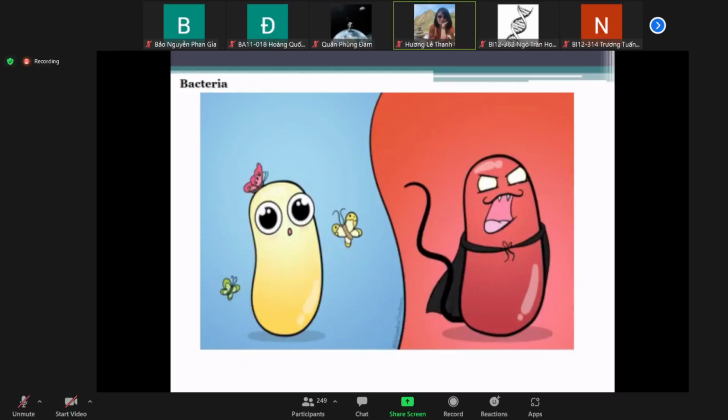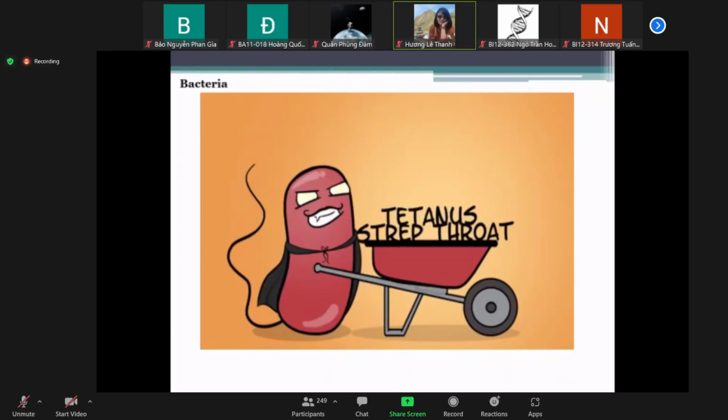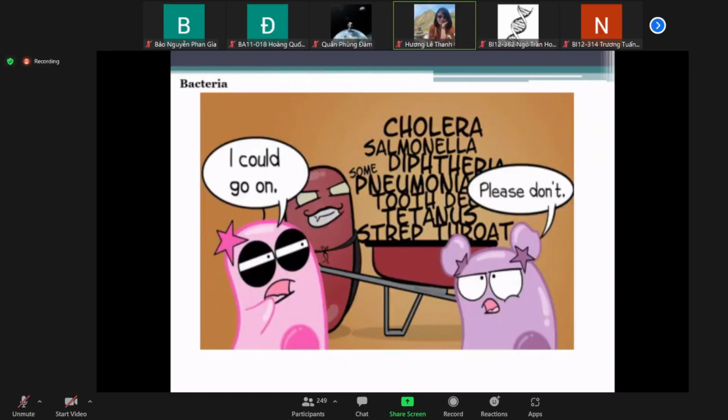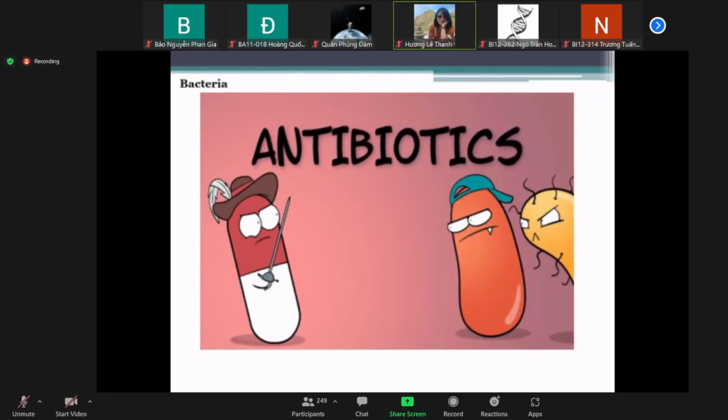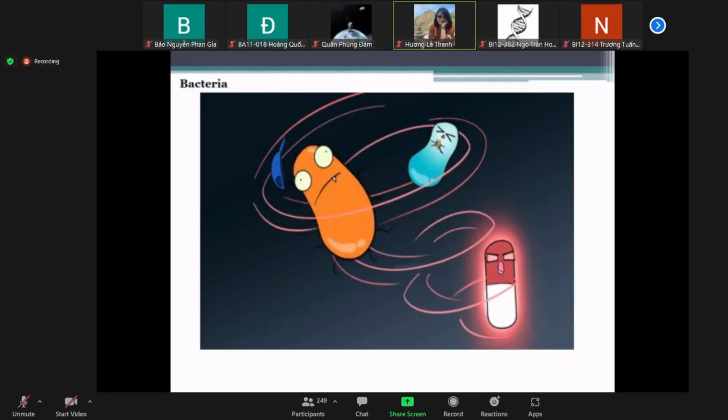Now, that's not to say that bacteria can't be pathogens. Bacteria are the cause of strep throat, tetanus, tooth decay, some forms of pneumonia, diphtheria, salmonella, cholera. I could go on. Antibiotics can be used to combat some of these. And while antibiotics are very important for destroying bacterial infections, we shouldn't leave out saying that some broad-spectrum antibiotics can harm some of the good bacteria as well.